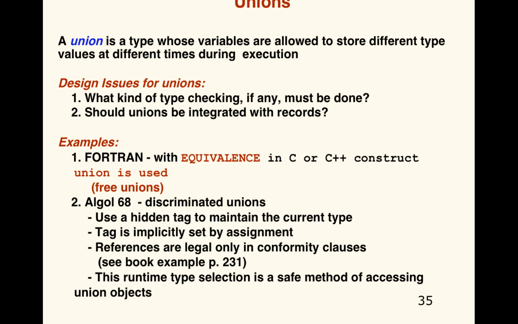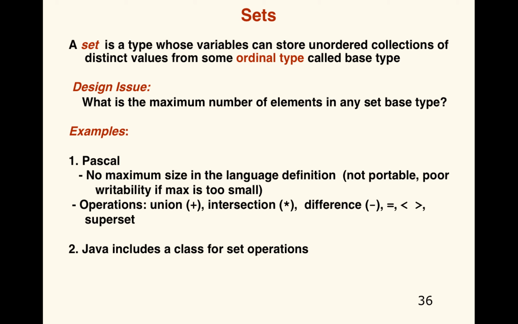All right. So after the unions, we look at sets. A set is sort of like a list, but the set only contains one of each value, just like the set you see in data structures. A set is a type whose variable can store unordered collections, so it's not ordered, and they are distinct values for some ordinal type called the base type. So you could have a set of integers, a set of doubles, a set of floats.